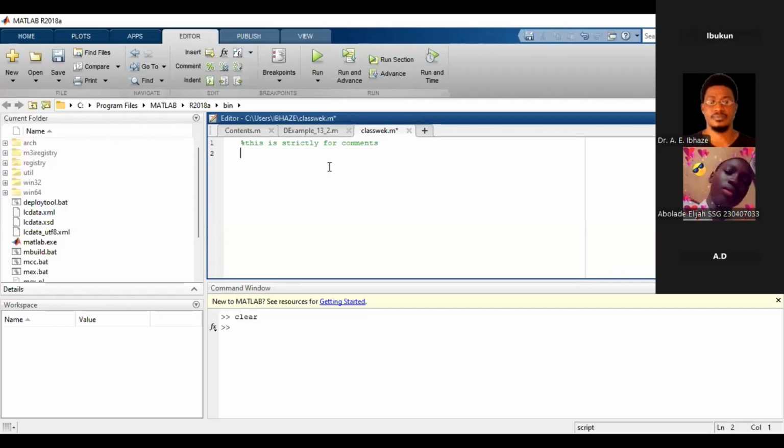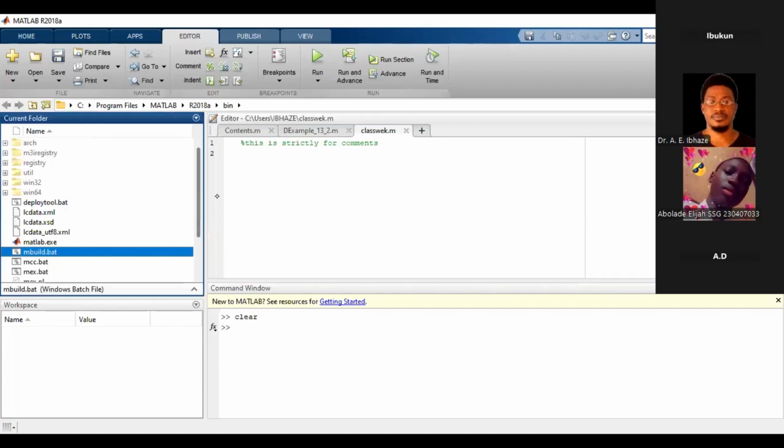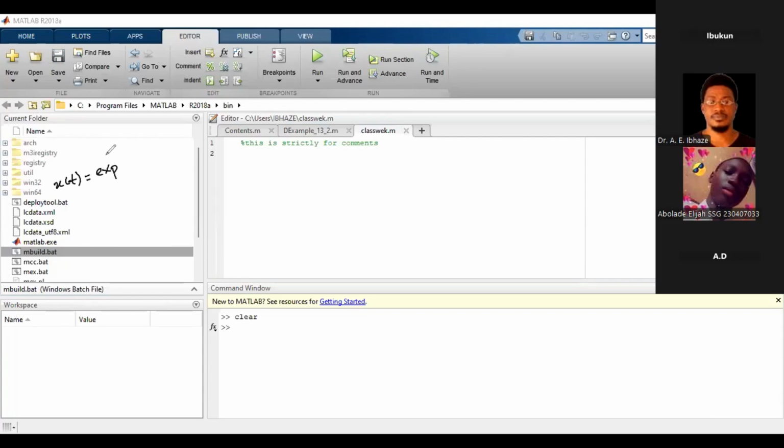Perfect. So now if we want to execute anything, it comes from the second line, right? Let's assume I want to define a signal. We already know, let's say we have S of t, for a continuous time signal, is equal to exponential minus 2t.